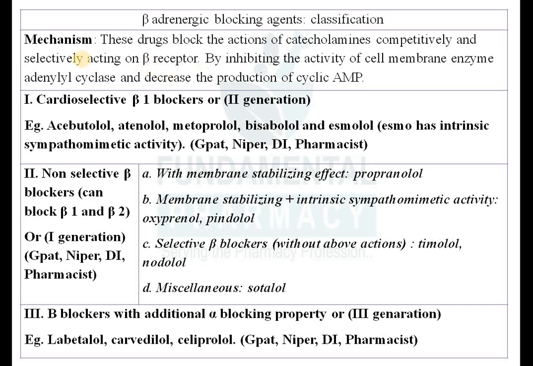You have seen that in the adrenergic system there are two types of receptors, alpha and beta. So beta blockers only block the beta receptor, not the alpha receptor. So how will they block? By inhibiting the activity of the cell membrane enzyme adenyl cyclase, and therefore there is a decrease in the production of cyclic AMP.